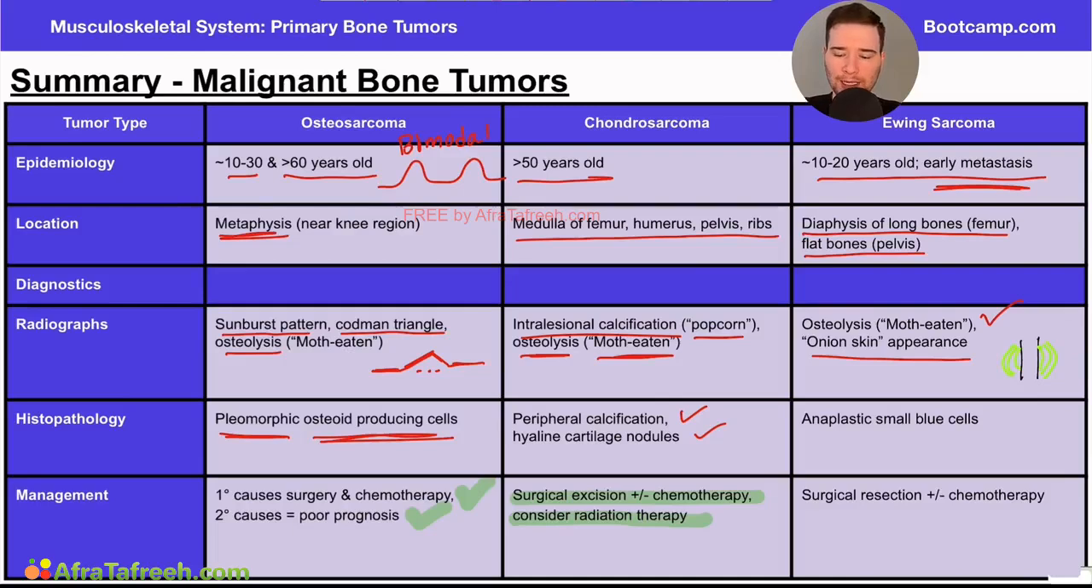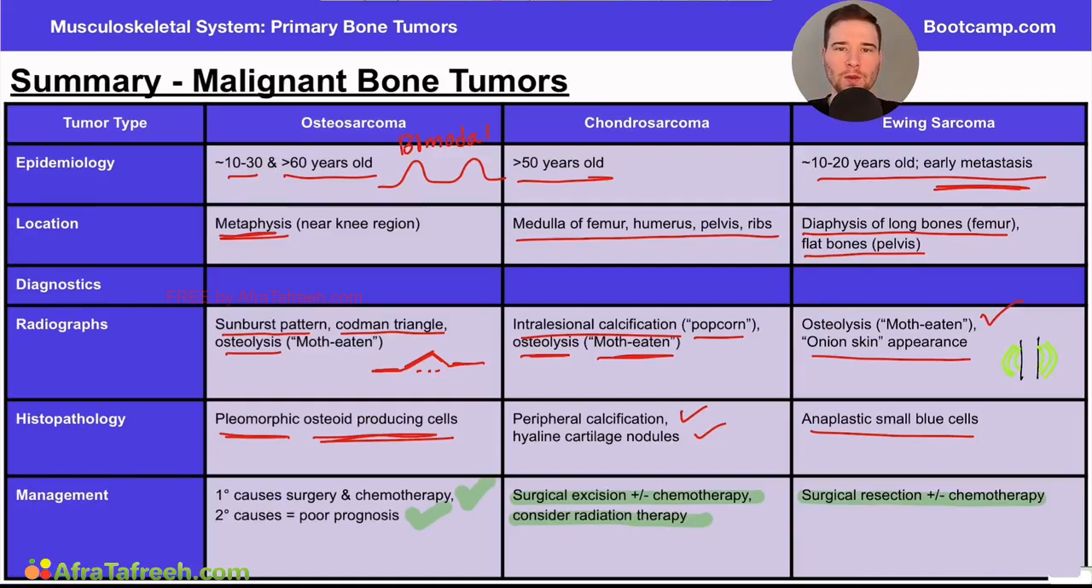On histopathology, we can see the anaplastic small blue cells. Now, important to keep in mind here, we can't confuse this with some other pathologies that would also include small blue cells, such as a lymphoma or potentially chronic osteomyelitis. This is why we have to use the entire patient presentation and not just one individual component when making an official diagnosis. Finally, we're going to talk about the management here. Again, surgical resection with or without chemotherapy, as with a lot of these other malignant tumors.